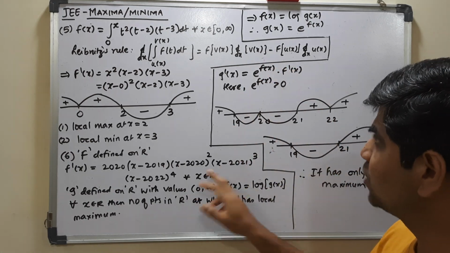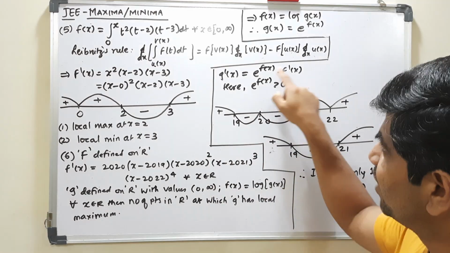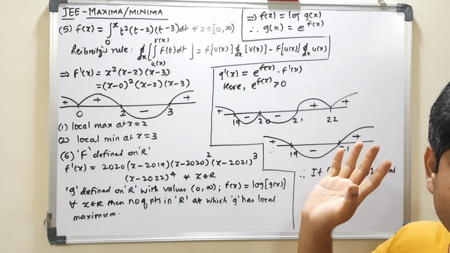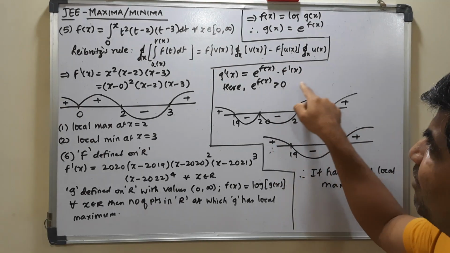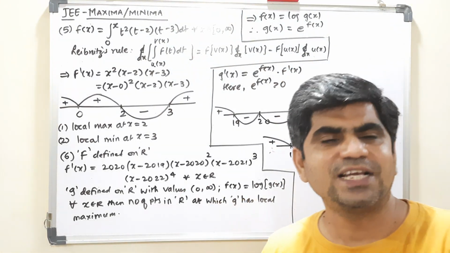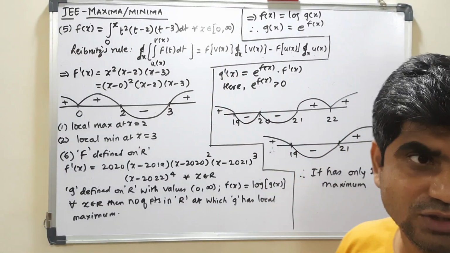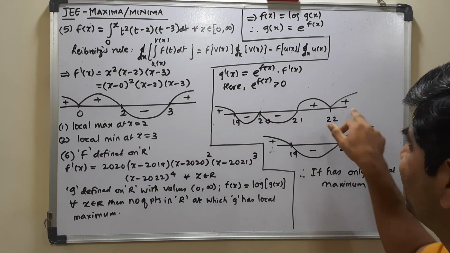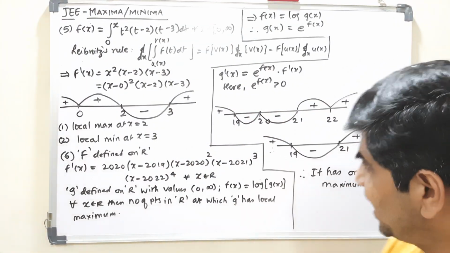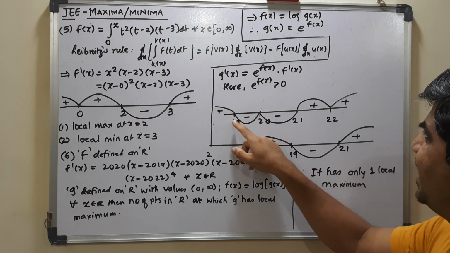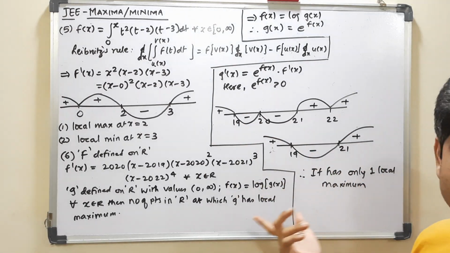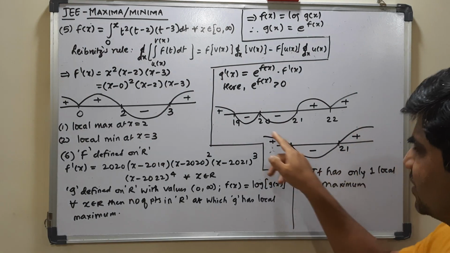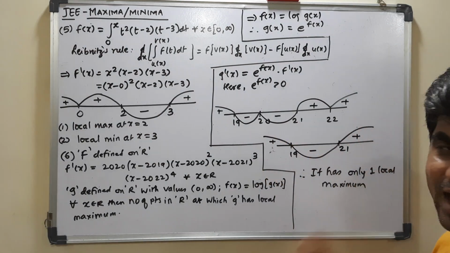For x belonging to real numbers, there is no problem. For every real number, e raised to whatever is there is going to become positive only. That means the game changer is only f dash x. So whatever way f dash x behaves, the same way this g dash x will also behave. So I found out the behavior of f dash x by the wavy curve method. In that I found out that between 19 and 21 it changes only, nowhere else. That means it is increasing and decreasing between 19 and 21.